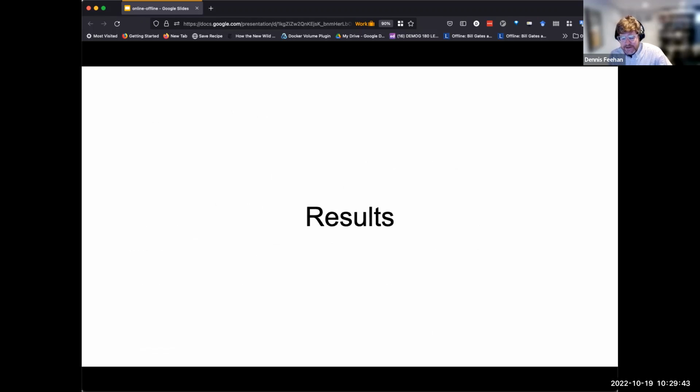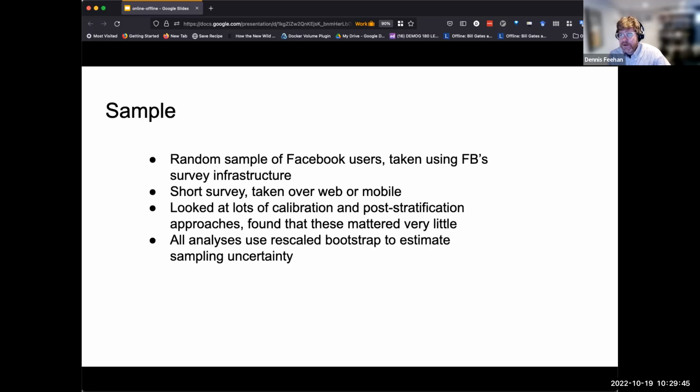Okay, so now let's start to look at some results. Just to give you a sense of what these results come from, we have a random sample of Facebook users in 5 different countries. We obtained this random sample using Facebook's internal survey infrastructure. They have a whole framework for taking surveys of the people who use Facebook.